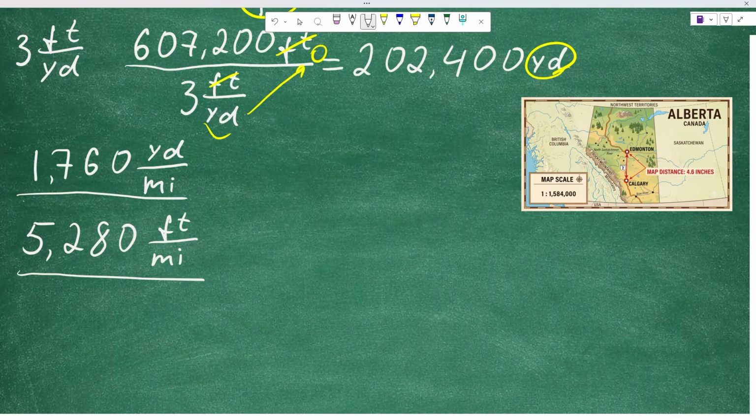Now it's your turn. Try this practice challenge. On the same map with a scale of 1 to 1,584,000, two towns are 3.5 inches apart. What is the real-world distance in miles? Pause the video, calculate your answer, and drop it in the comments below.